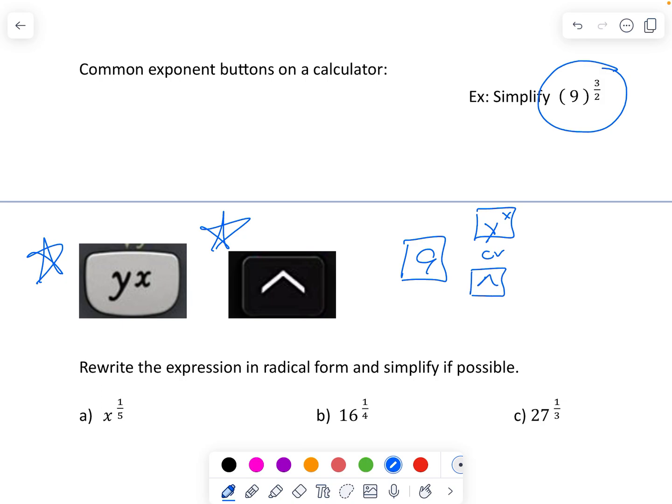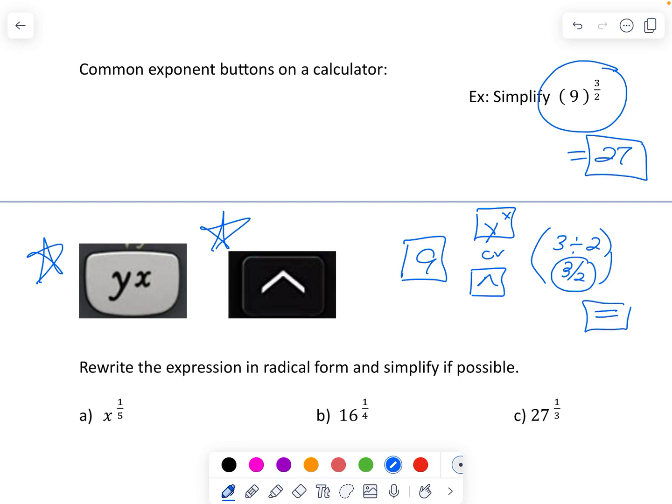And then we would put in, you might need to use a parenthesis, 3 divided by 2. And in your calculator, it usually will look like that. And then push equals or enter, and you'll get your answer. So you should be able to do that, and the answer is 27.